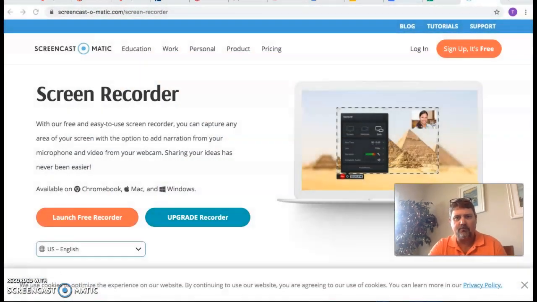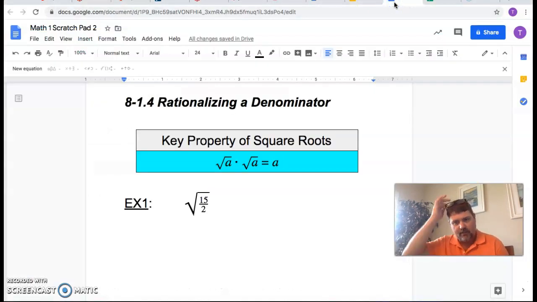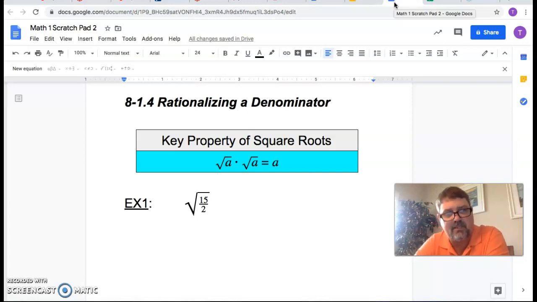I've got this, oops, wrong screen. Kind of a neat little example here. Typical problem you might run into: square root of 15 halves. Now, this is a property. I put this up here, and if you're keeping notes on this, this is 1.4, rationalizing a denominator.